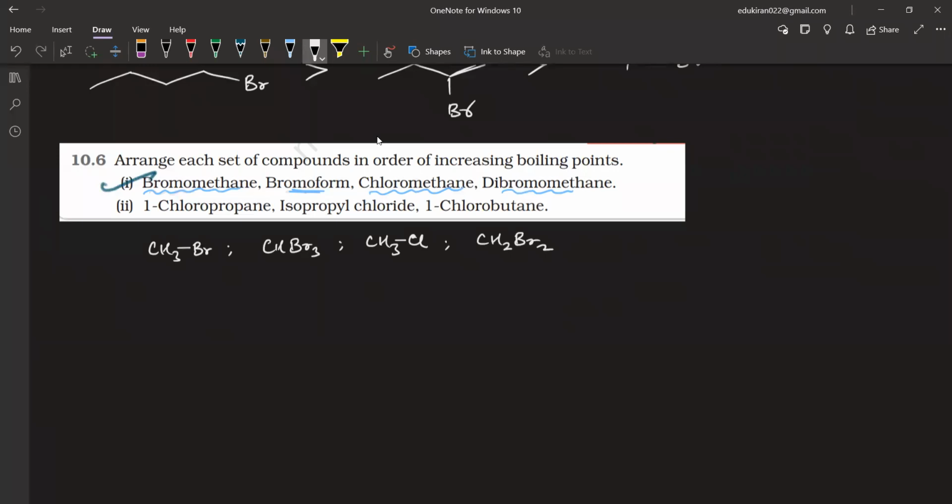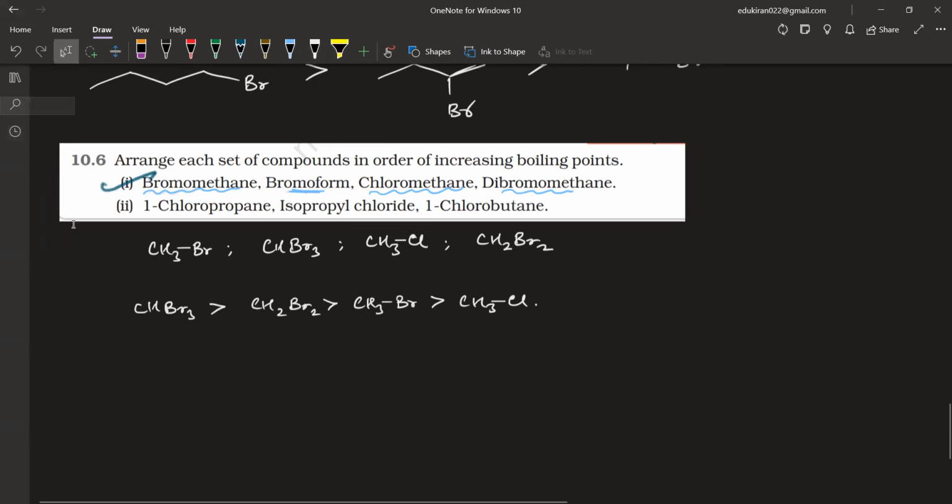So here we will first see which has the highest molar mass. We can say that CHBr3 has the highest molar mass. That's why it will have the highest boiling point, followed by CH2Br2, followed by CH3Br, and then followed by CH3Cl. Okay, let's go. What about the second one?